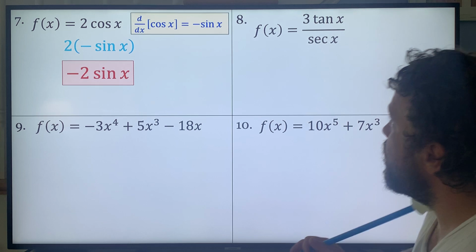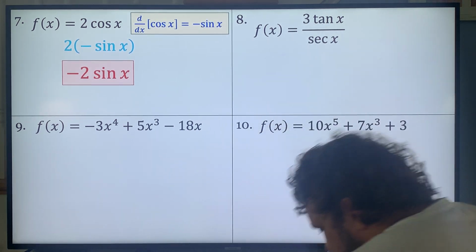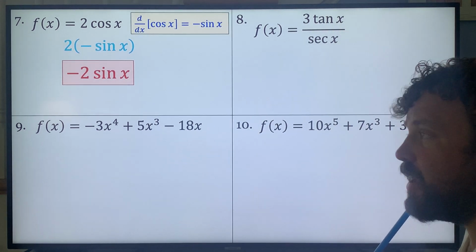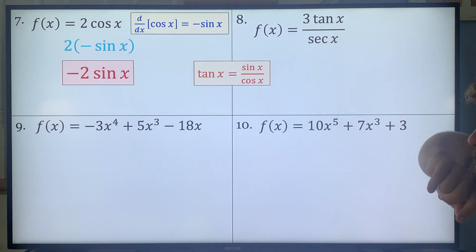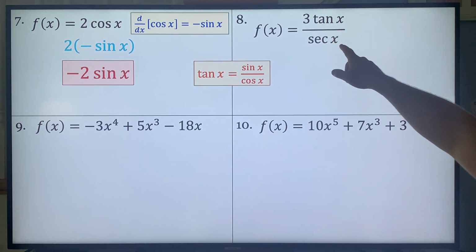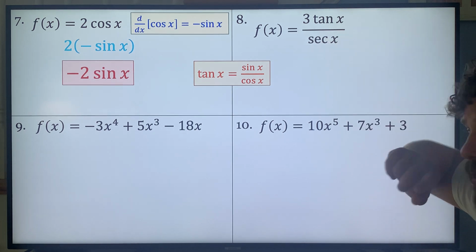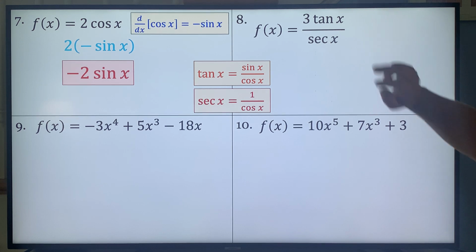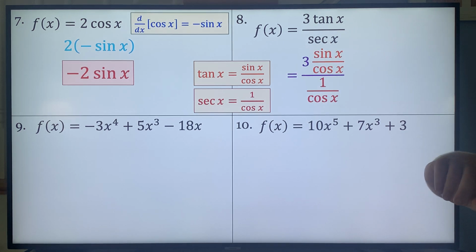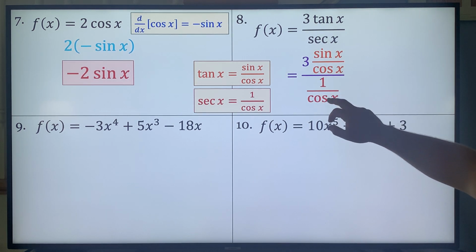Number 8. Now this one's a little trickier. You're going to have to simplify and reduce this first. What is tangent? Tangent is sine over cosine. What's secant? Remember secant? 1 over cosine. So if I rewrite this, I get 3 sine over cosine divided by 1 over cosine.